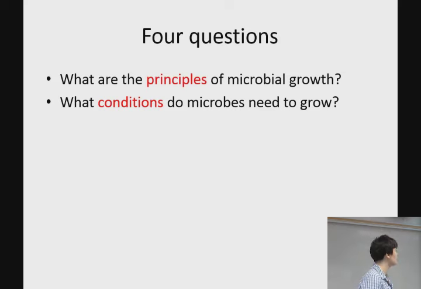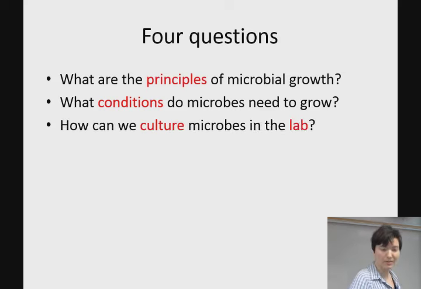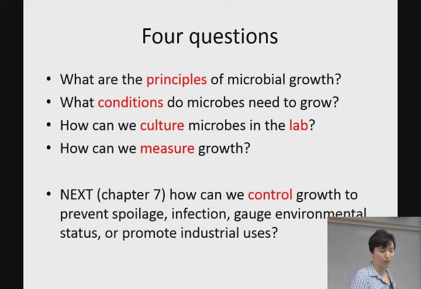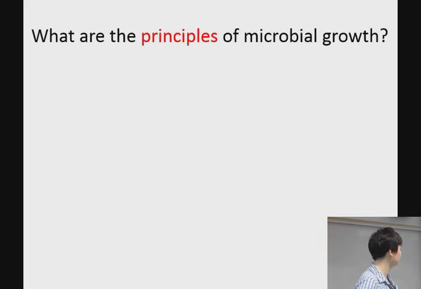Now we need to also talk about what conditions we use to grow microbes, how we culture them in the lab based on that understanding, and how we measure whether or not microbes are growing and how fast. This is extremely relevant to the next chapter where we're going to talk about how we use all of this information to control the growth of microbes in order to prevent food spoilage, in order to deal with infection, to study the environment, and to use them in industrial settings.